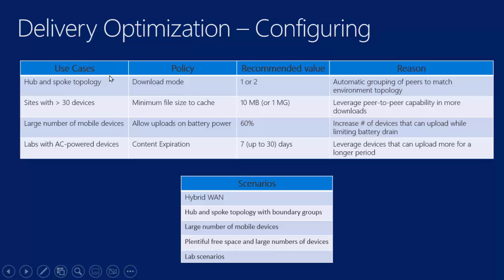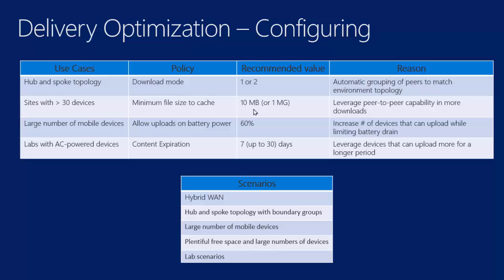There's also use cases. Again, these will mirror some of the things that we just talked about. If you have a hub and spoke topology, the download mode, again, 1 or 2, depending. Are they all behind the same NAT? That's download mode 1. Are they not, and you need to do something like a group ID? Great, that's download mode 2. You'll see that more in a minute. Do you have sites with more than 30 devices? Great. Then maybe the minimum file size to cache might be 10 megs, right? You can control kind of the size of the file that delivery optimization will cache for you, right?